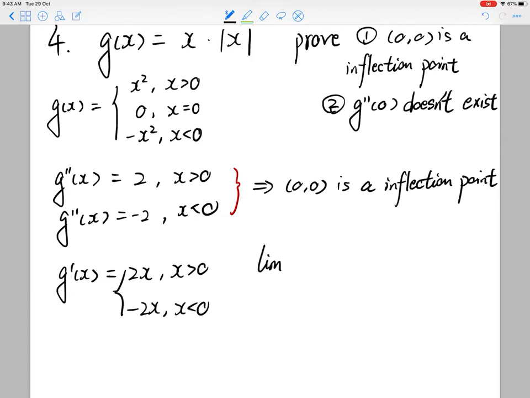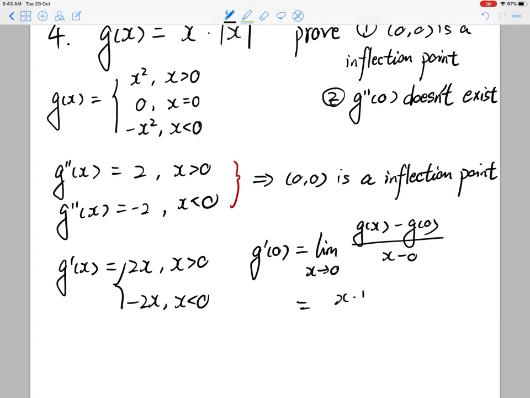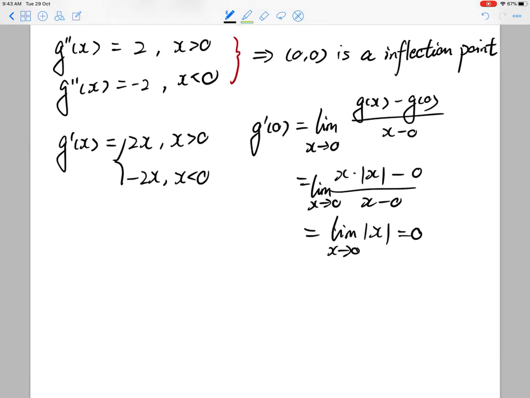You can use the formula: g prime of 0 equals the limit as x approaches 0 of (g(x) minus g(0)) over (x minus 0). So when x is approaching 0, g(x) is x times the absolute value of x, minus g(0), which is 0, over x minus 0. So it's the limit of this, which is 0. So g prime is 0 when x equals 0.